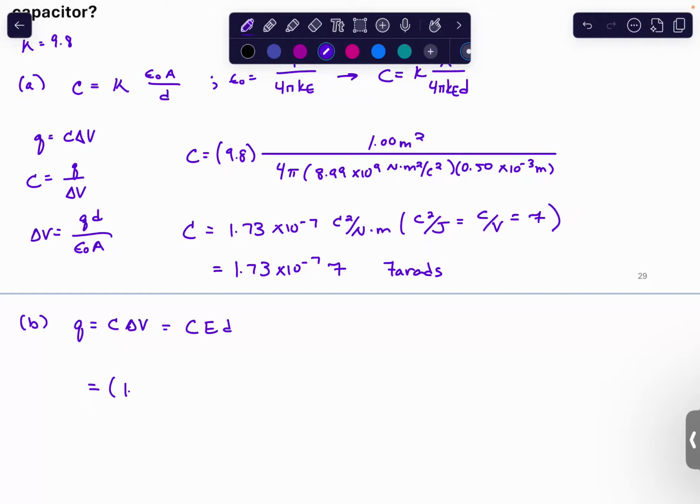So that'll be our 1.73 times 10 to the negative 7th. Let's use coulombs per volt this time so it helps make things easier. And then our electric strength, 9.0. Let's do something first so we can make the units easier on ourselves. Let's go ahead and do E times D. You'll see why we went ahead and did this.